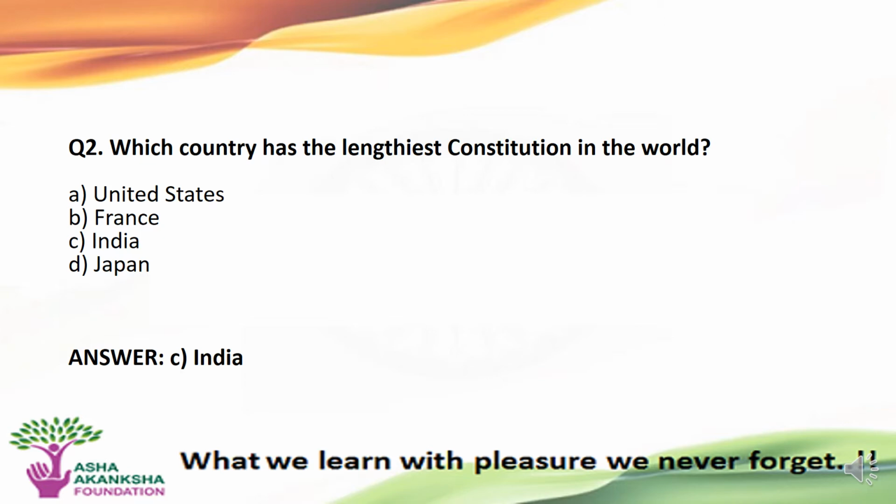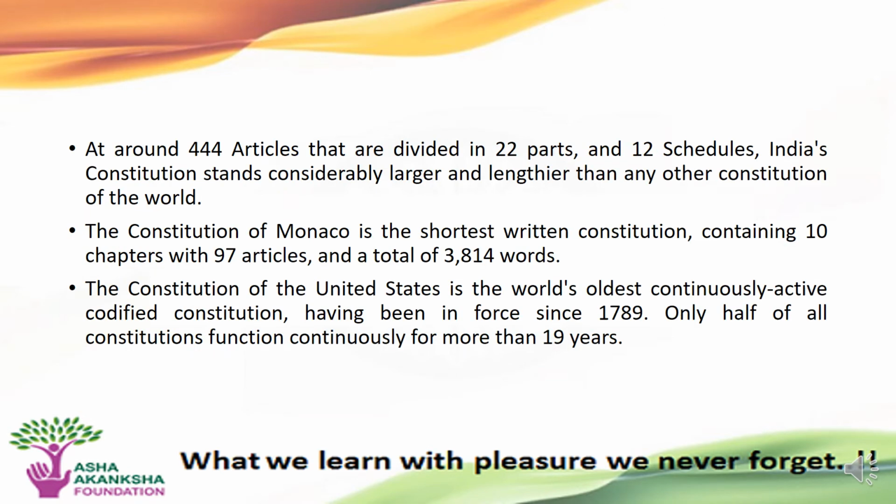The shortest constitution applicable in the world is that of the United States. It just contains 7 articles. There are around 444 articles which are divided into 22 parts and 12 schedules in the Indian Constitution. Our Constitution is considered the largest and the lengthiest of any other constitution of the world.